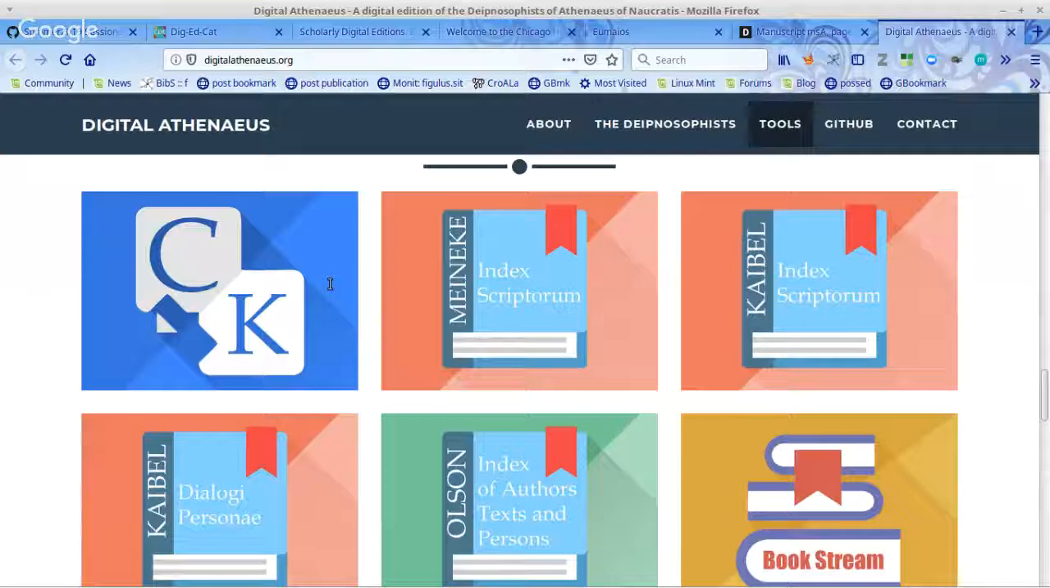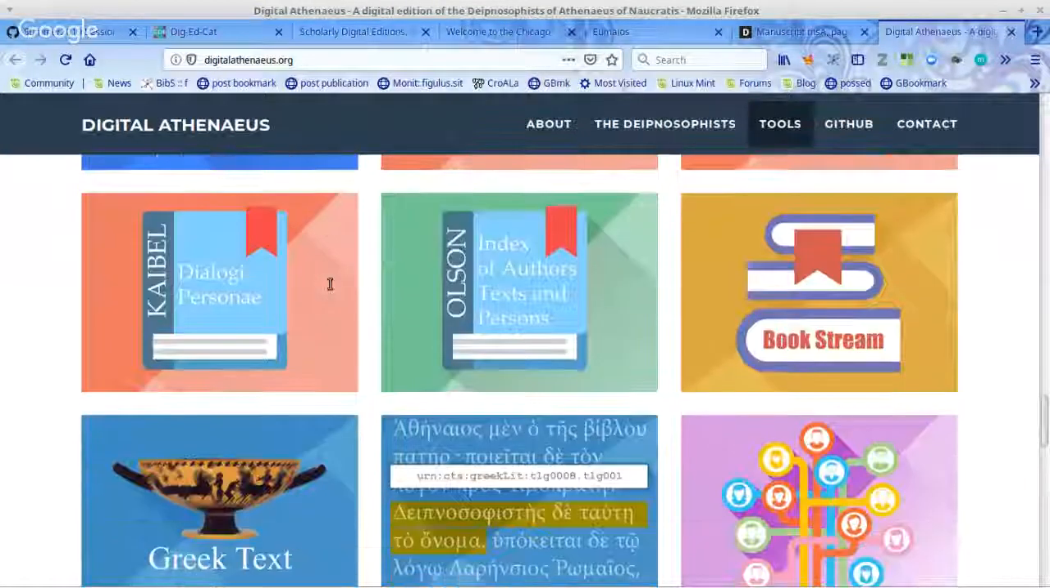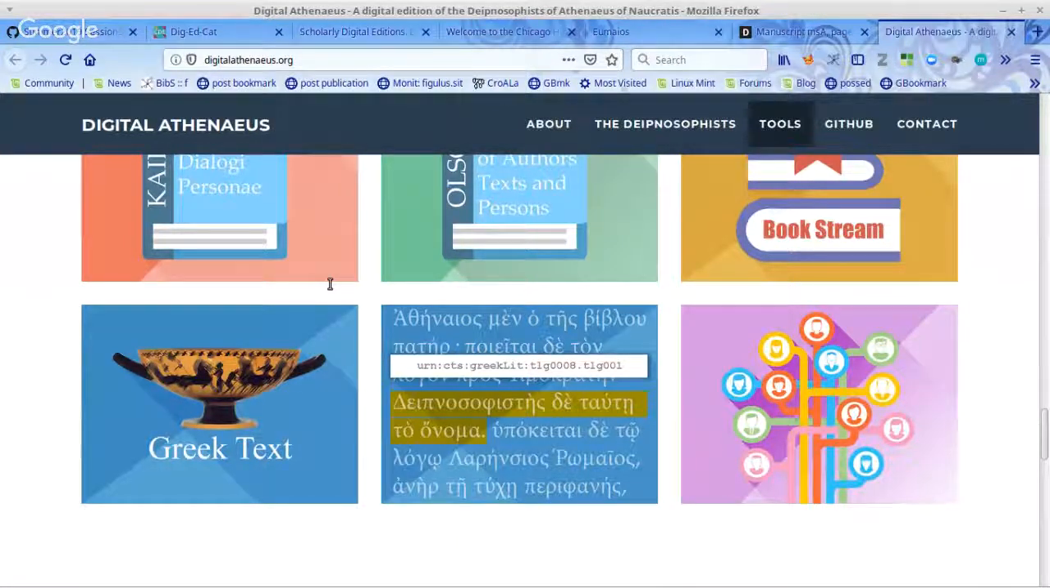And also we see not one index scriptorum, not one list of authors mentioned, but we see 2 of them, or even 3 if you count the Olson as well, index of authors, texts, and persons. And there are also dialogi personae. So there are a lot of indices to the same text, different indices to the same text. Now, as I have said, the text itself is in a way, but not in a bad way, secondary to what we have already learned about it, because we are approaching this through knowledge of other editors. And you can also see in box number 8 that the Digital Athenaeus also uses URNs to describe references, both those made by editors and by the author himself, because you remember he refers to other authors, to other Greek writers, and so on.